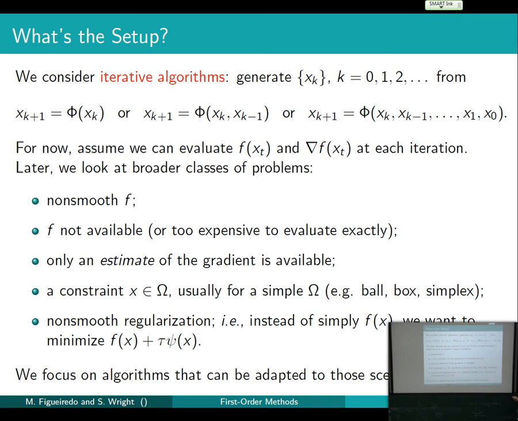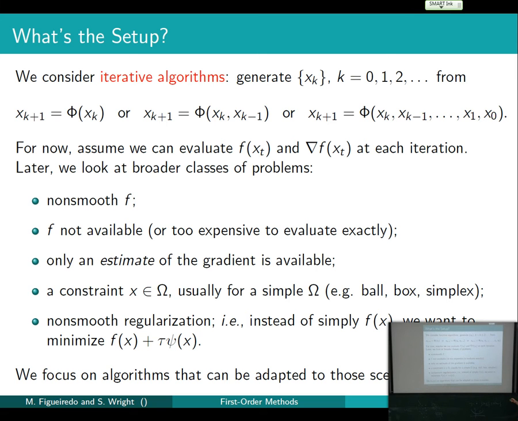We're talking about iterative methods. In the classic sort of greedy iterative method, like steepest descent, for example, you generate the next iterate, xk plus 1. That's your next guess at the solution. It's some function of xk. Typically it uses xk and some information about the gradient of f at xk.